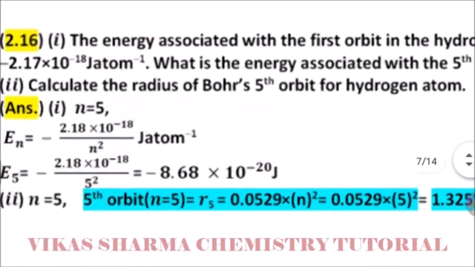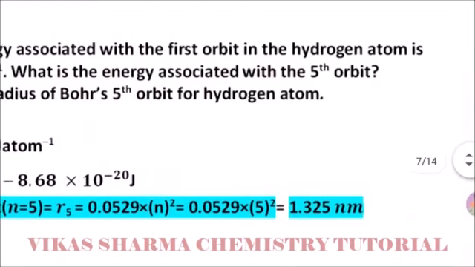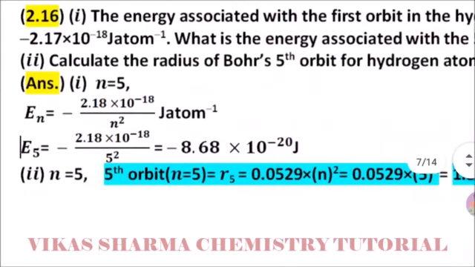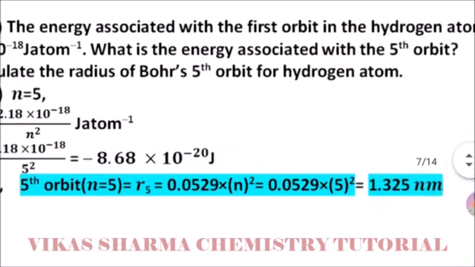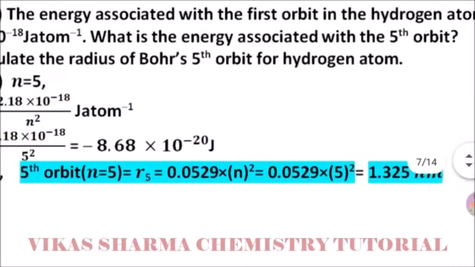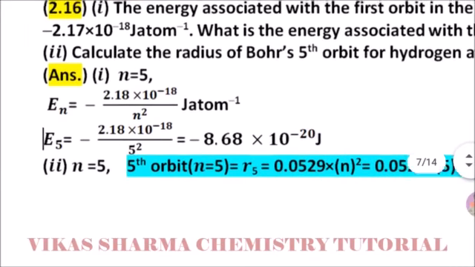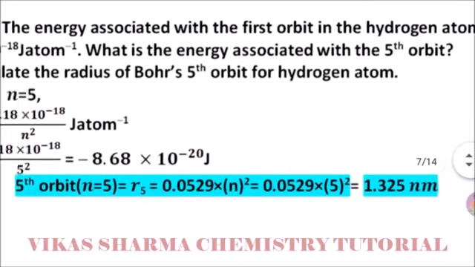The question is: the energy associated with the first orbit in the hydrogen atom is minus 2.17 into 10 to the power minus 18 joule per atom. What is the energy associated with the fifth orbit? And calculate the radius of Bohr's fifth orbit for the hydrogen atom.